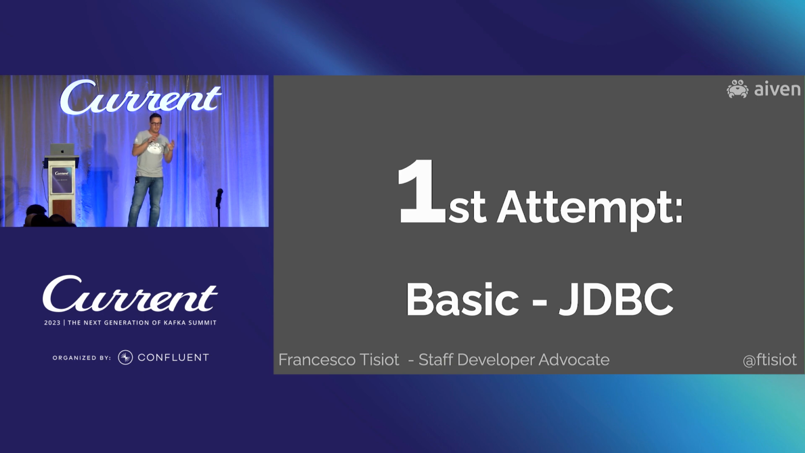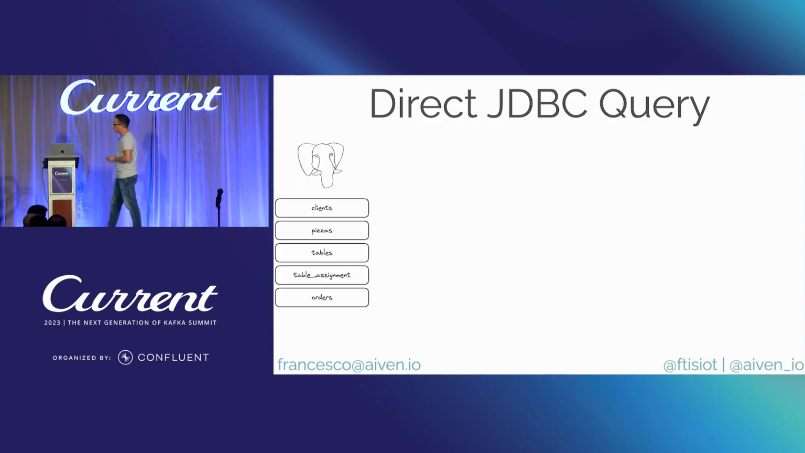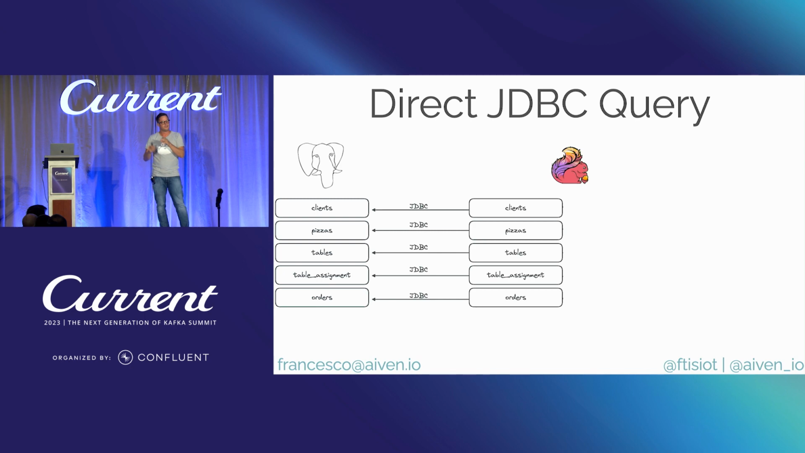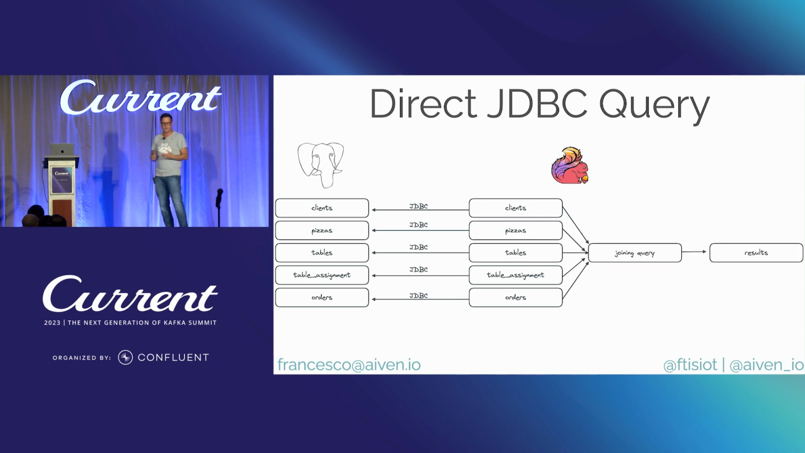Well, there is a way in Apache Flink to define JDBC connectors. JDBC is a standard technology to query a source system. So what we could think about doing is we have 5 tables in Postgres. We generate in Flink 5 tables with the JDBC connector pointing to the 5 tables in Postgres, and then we write some sort of joining query and we emit the results.